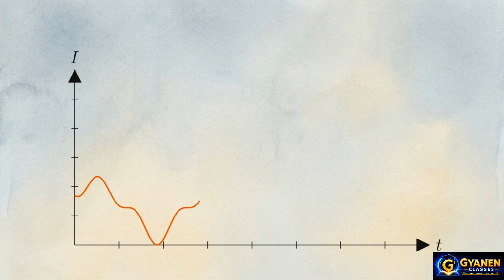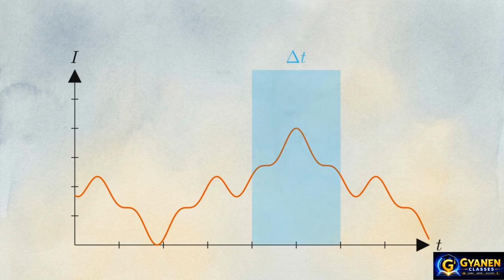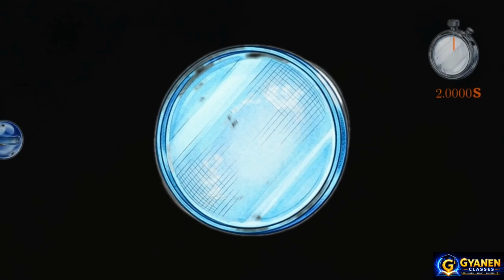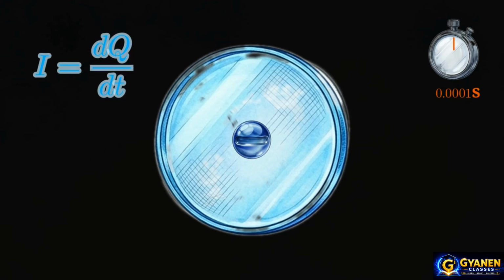To accurately describe a fluctuating flow, this visual shows how we apply calculus. We shrink the timeline, taking the limit as the interval delta t approaches zero, measuring the flow across a microscopic, frozen slice of time. This gives us the final formula for instantaneous current, I equals dq over dt. We are no longer looking at an average over a long period, but the exact rate of charge crossing the boundary at a specific instant.